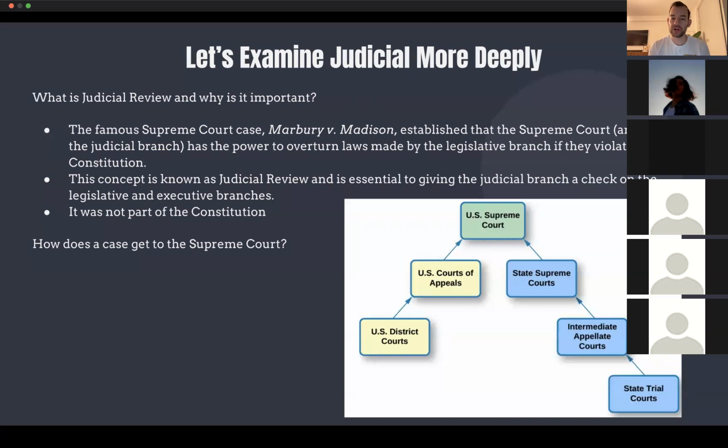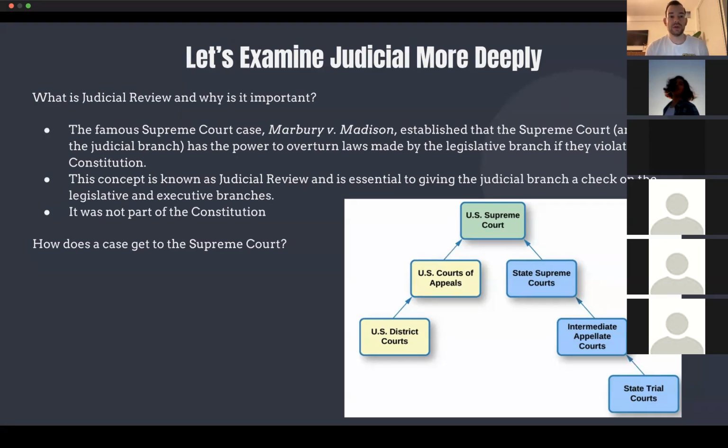Here's a really simple chart of how a case gets to the Supreme Court. On the left side is our federal court system. We have what are called U.S. district courts, then U.S. courts of appeals, and then the U.S. Supreme Court. And then on the right-hand side, you have state courts, you have state trial courts. Again, remember federalism, we have federal and state courts. Then we have intermediate appellate courts and then state Supreme Courts. And then you can appeal all the way to the Supreme Court from either side, from either the federal or state side. And that's because we have federal laws and we have state laws.